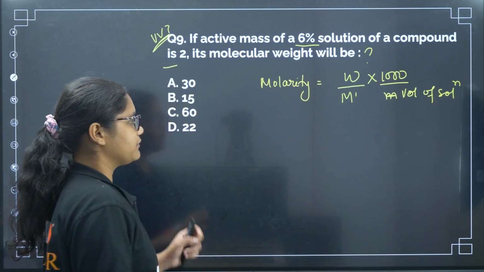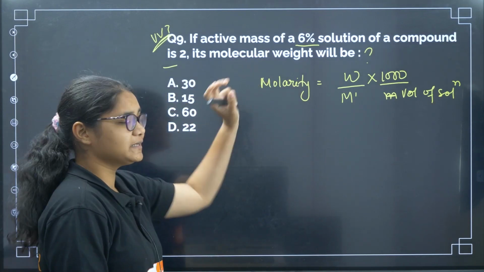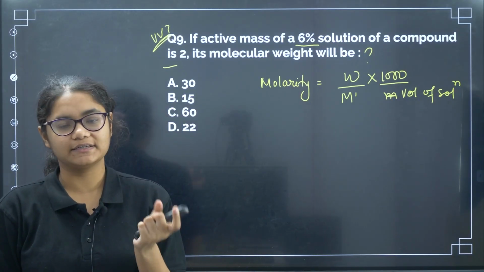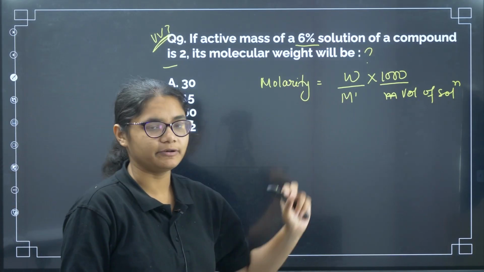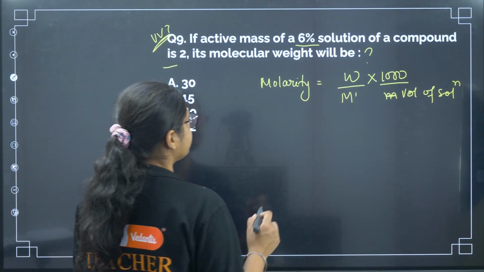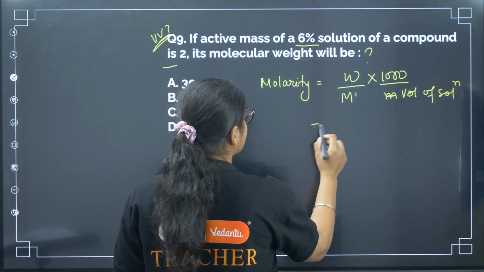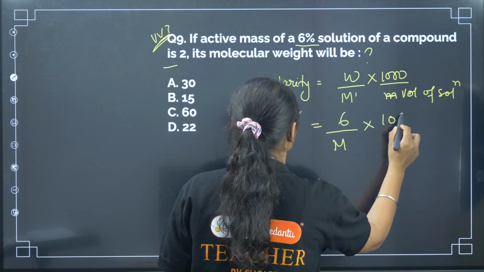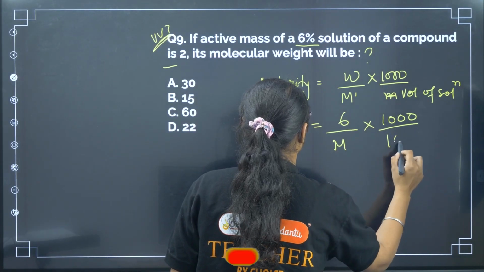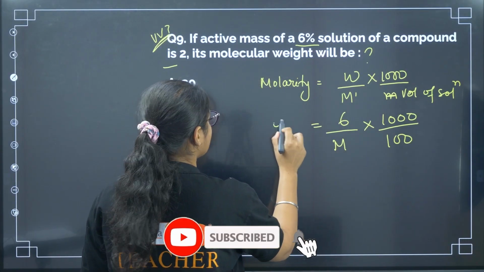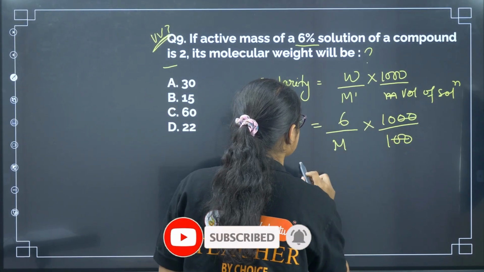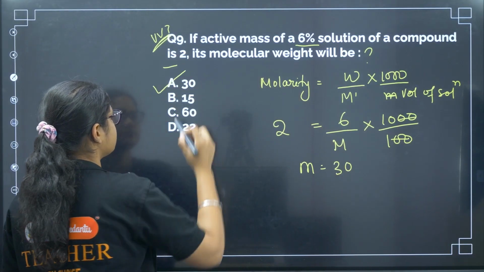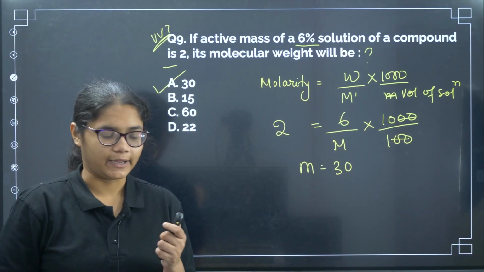Right. Now if you see here, 6% means the mass of the solution is 100 gram, and if you consider the density is 1 gram per ml, then the volume will be 100 ml, right? So now we can add W is 6 divided by molar mass into 1000 by 100. This is equal to 2. So now if I solve this, the molar mass I'll get is 30. So the correct answer for this question is option number A.